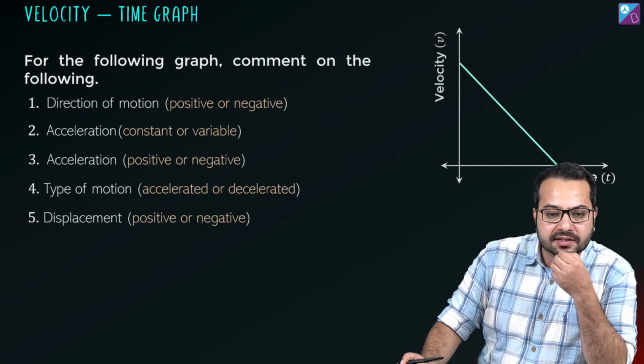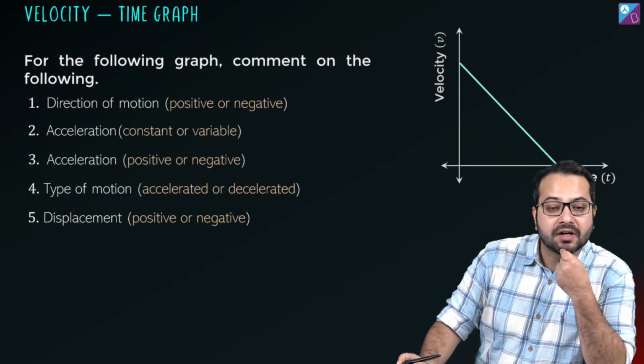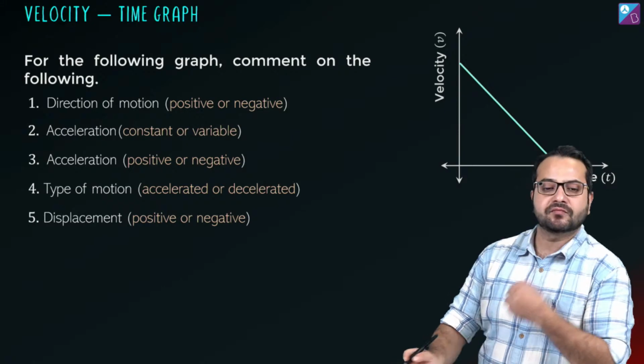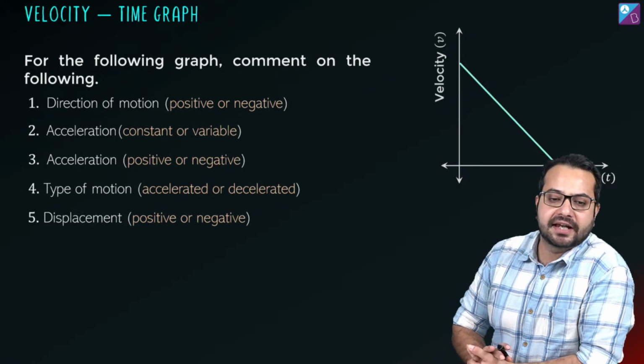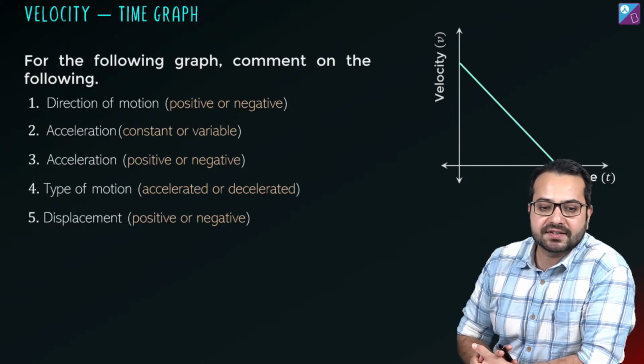I think Satyam, there's some typo over there. I don't understand what you're saying. Chalo. Direction of motion, positive or negative? Fatafat. Kedar is saying negative. Swastika is saying positive.